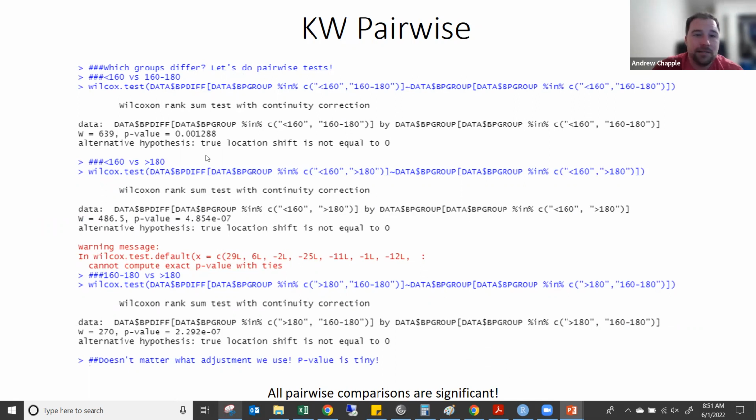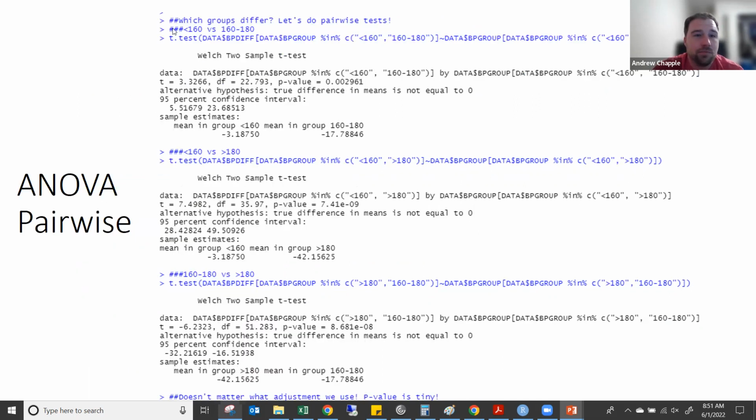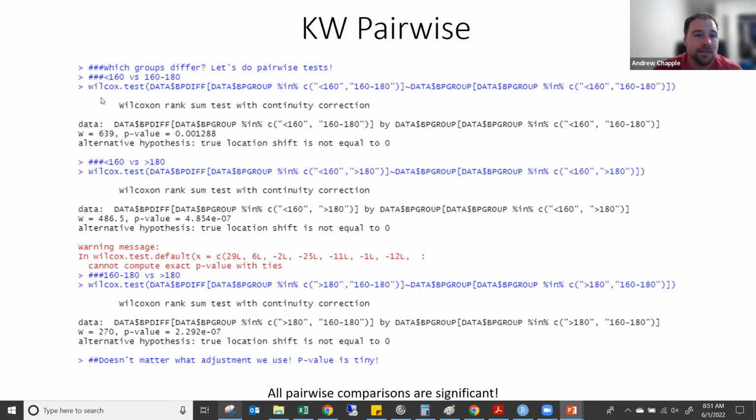For Kruskal-Wallis pairwise, it's the exact same syntax. All I'm going to do is replace t.test with wilcox.test. That's it. So for comparing less than 160 to 160 to 180, this p-value is very small. Comparing less than 160 to greater than 180, this p-value is very small. And comparing greater than 180 to 160 to 180, this p-value is also very small.